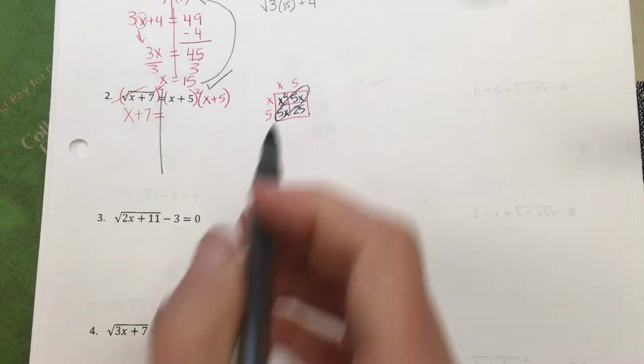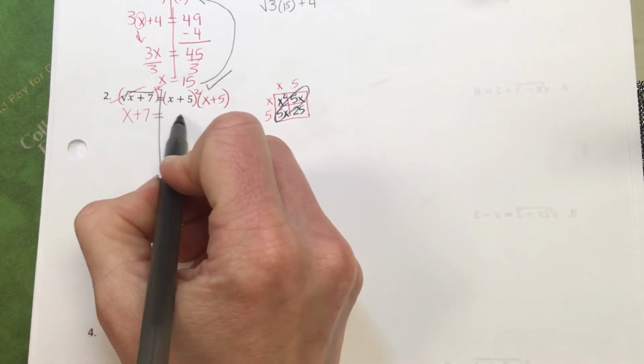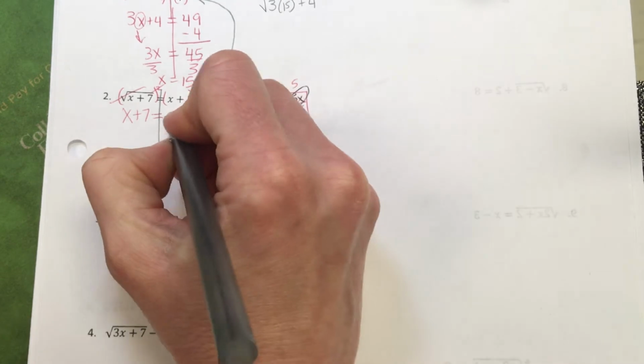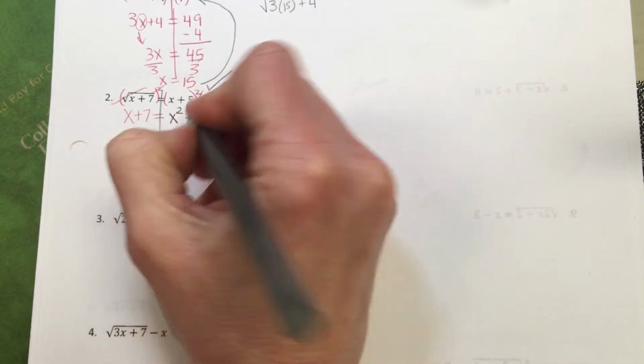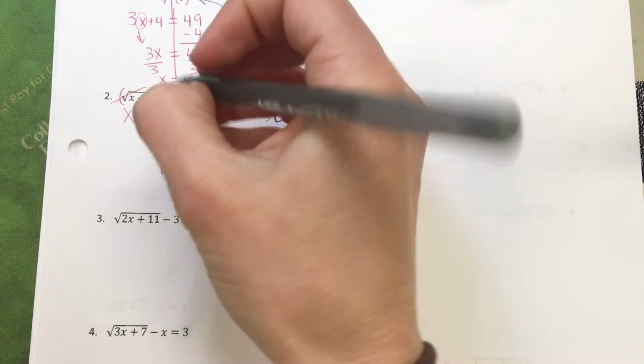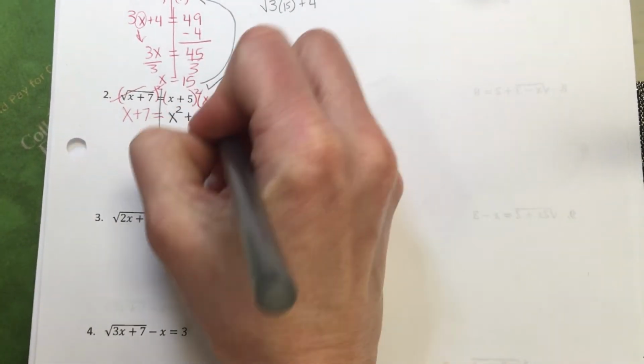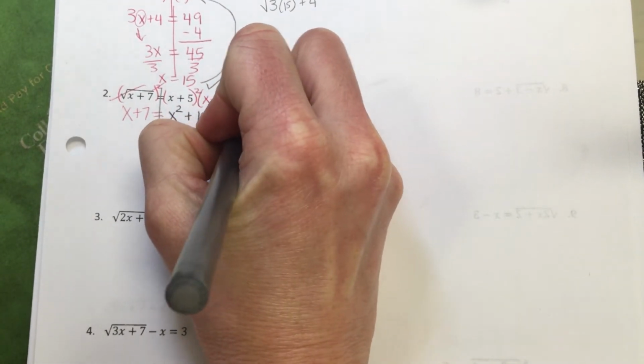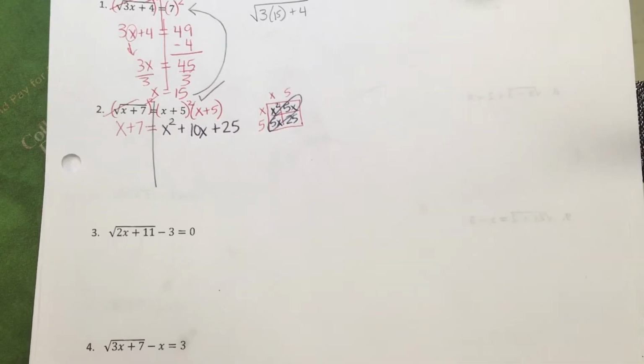All right, guys. I'm going to go ahead and write this over here. So it's going to be x squared. And you remember, you have to add those. So 5x and 5x is 10x. I'm going to go ahead and write that right here. Plus 25. Okay?